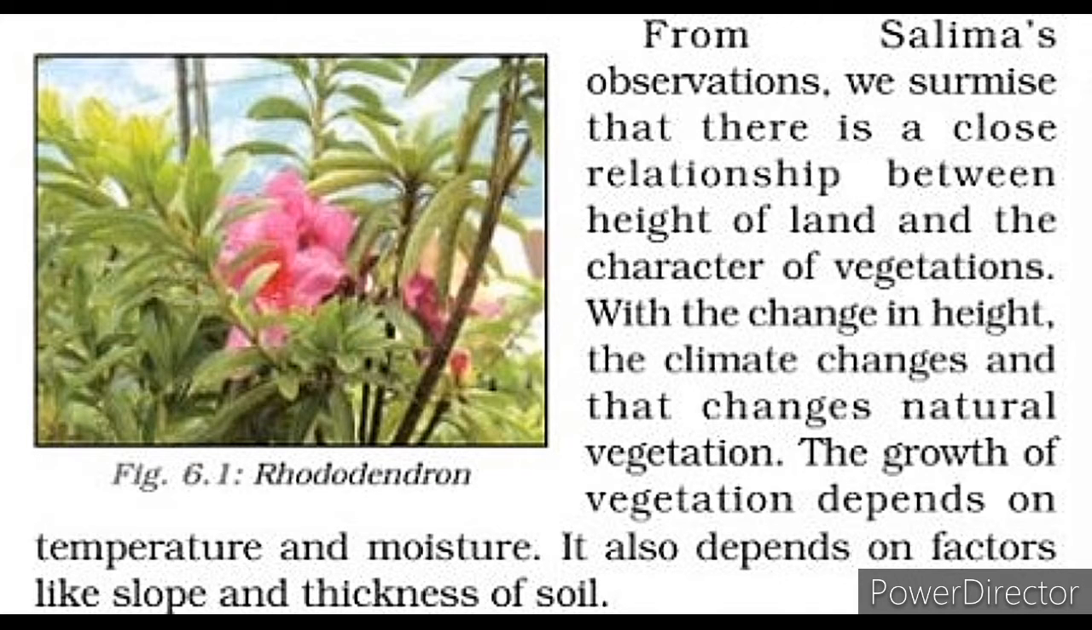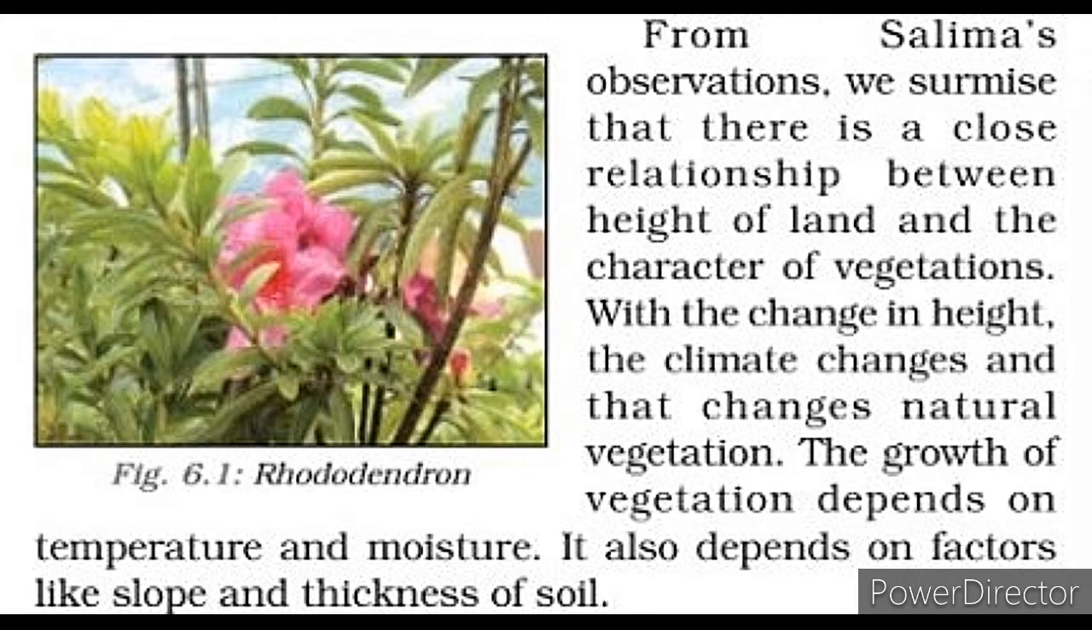We surmise that there is a close relationship between height of land and the character of vegetation, because when they move to a higher place, then the type of vegetation also changes with the height. So with the change in height, the climate changes, and that changes natural vegetation also. The growth of vegetation depends on temperature and moisture. It also depends on factors like slope and thickness of soil.